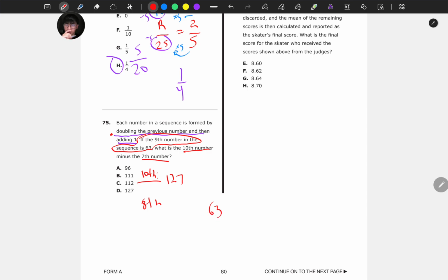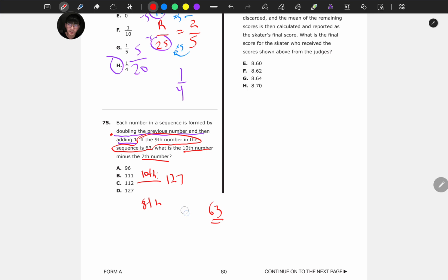And then I go backwards, right? So 63, and then how did I get here to 63? Well, I doubled the previous number and then added 1 to it, so I should do the inverse of that, right? So I should deduct 1, and then shrink that, right? Half it. So it's going to be 31, okay?